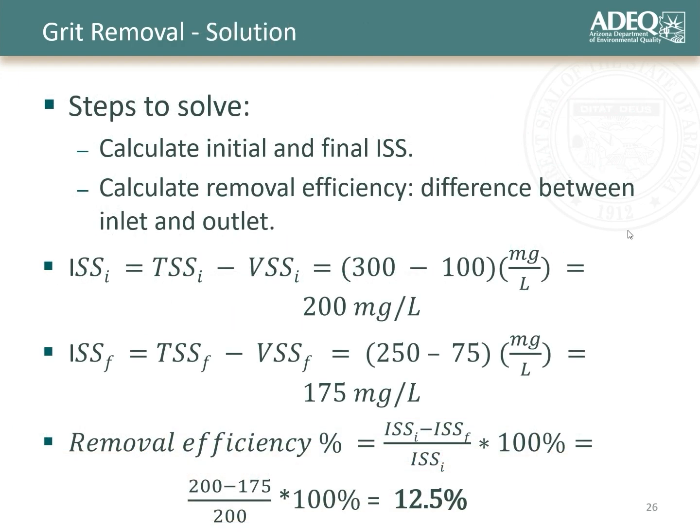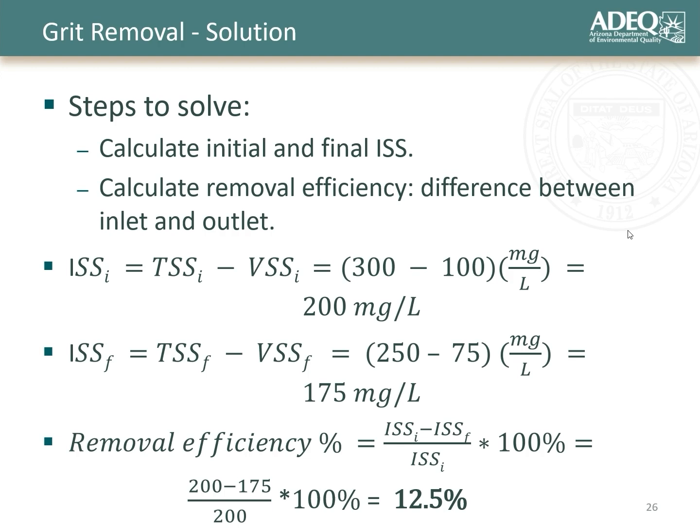So we're going to take these numbers and plug them into the equation and solve for the removal efficiency for this grit removal system. The first thing we need to do is calculate the ISS, both the initial and the final. Once we have that, we can apply those initial and final ISS values to the removal efficiency equation we had before to solve for a percent removal efficiency.